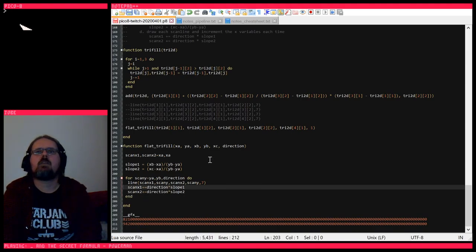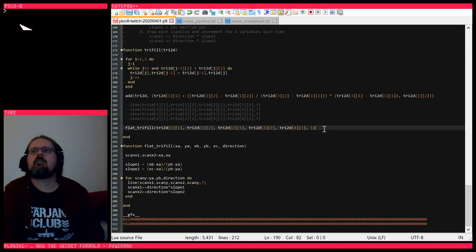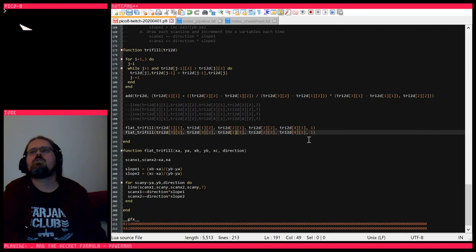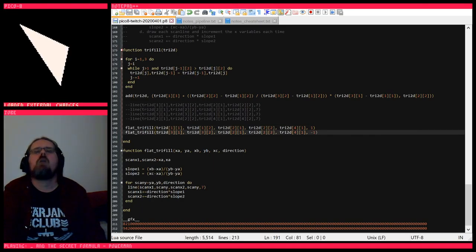Now great, that worked. And we can just do the bottom triangle, so it's gonna go from vertex 2 to again vertex 3 to again vertex 2, and this time it's going to go in direction -1. So did we do everything right? Okay, now we have a triangle filling function.